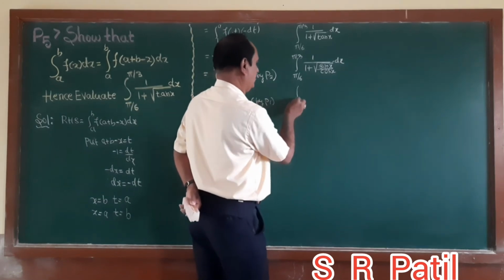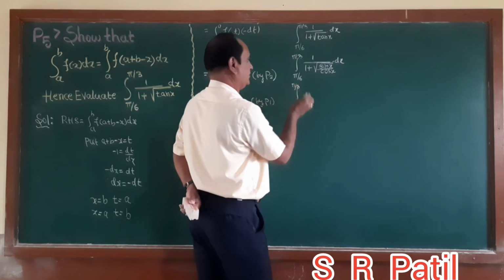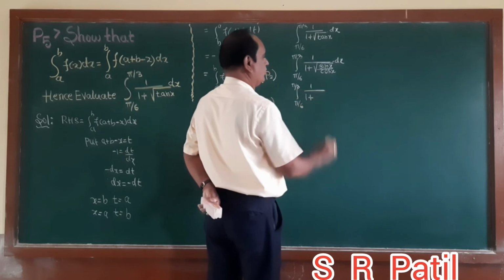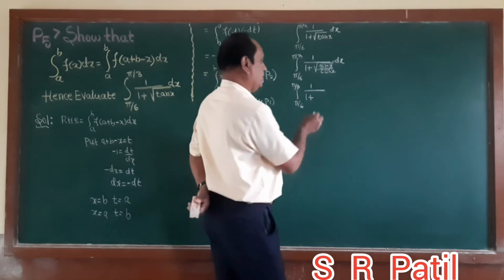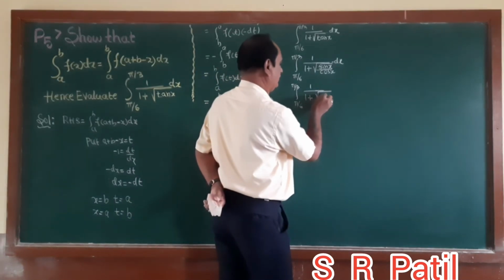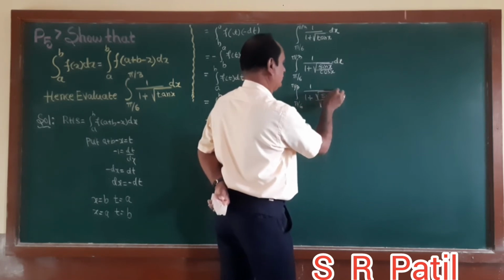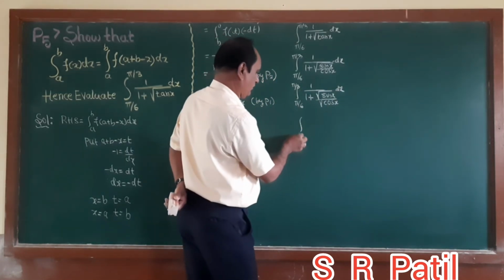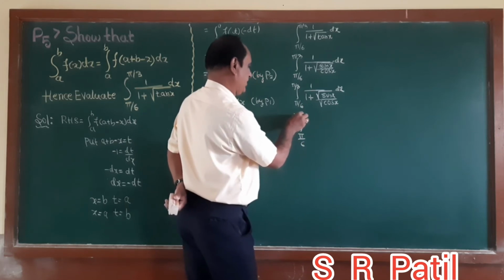Therefore the integral from pi by 6 to pi by 3 of 1 divided by 1 plus root of sin x divided by root of cos x dx, since root of a by b means root a divided by root b. Make a fine arrangement.